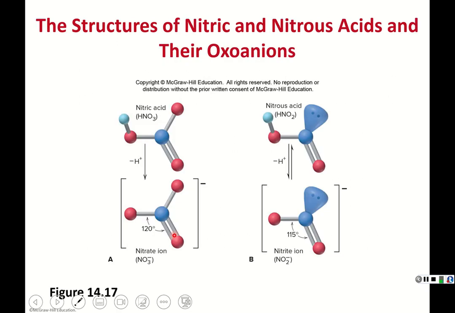And just a picture of this. When nitric acid gives up that proton, this is the NO3 minus nitrate ion. When nitrous acid gives up its proton, it makes this nitrite NO2 minus ion. The geometry is different, but probably more importantly, the strong acid dissociates completely. This is a weak acid, so it's in equilibrium, and not very much of this forms when we put it in water because it is a weak acid.